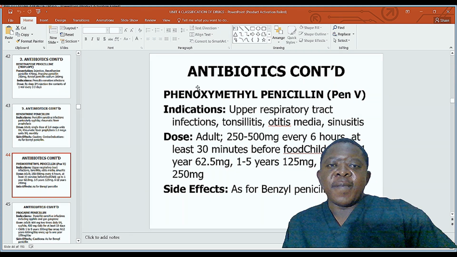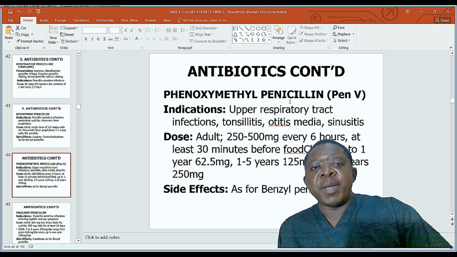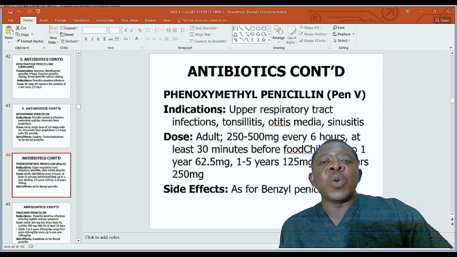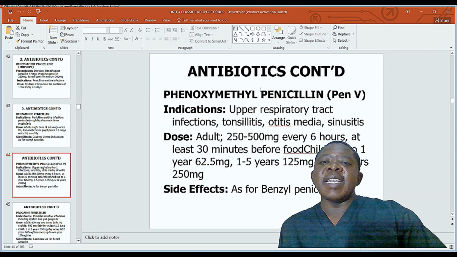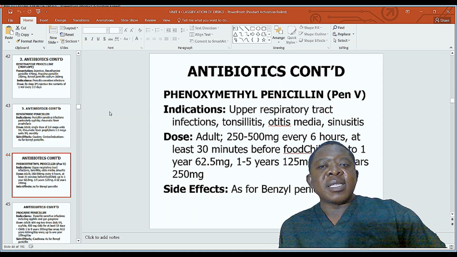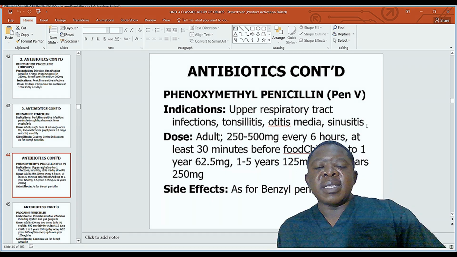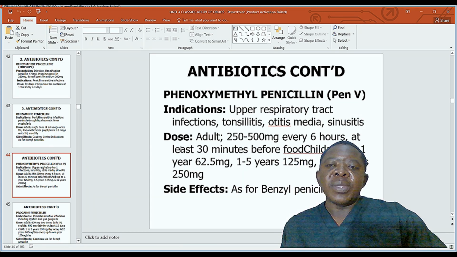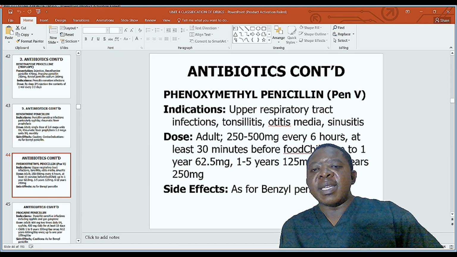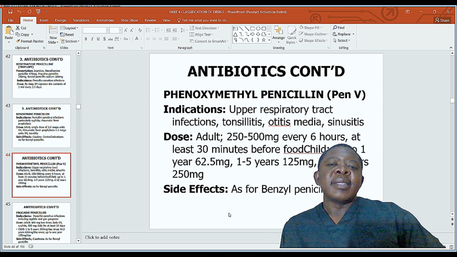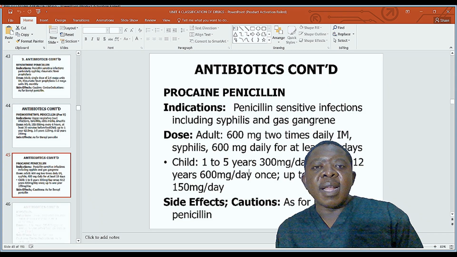Then we have phenoxymethylpenicillin. Phenoxymethylpenicillin is a PenV. Indication, mostly this one is given for upper respiratory tract infection. Also it can be given in tonsillitis, otitis media, and sinusitis. The doses are available in 250 to 500 milligrams and given 6 hourly. Side effects are just like any other penicillin, hypersensitivity.